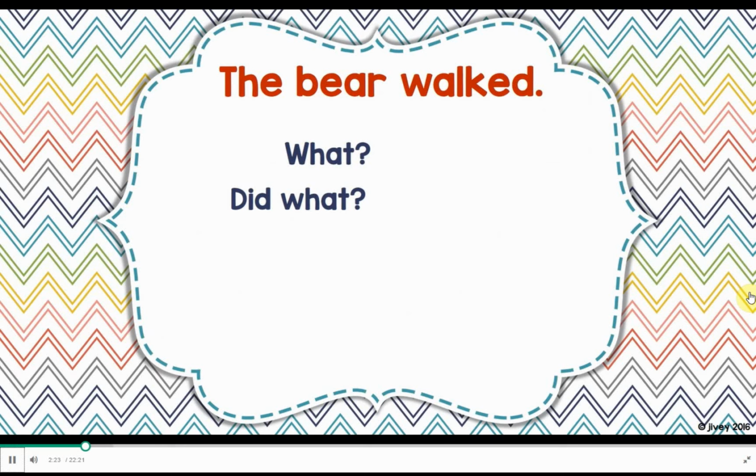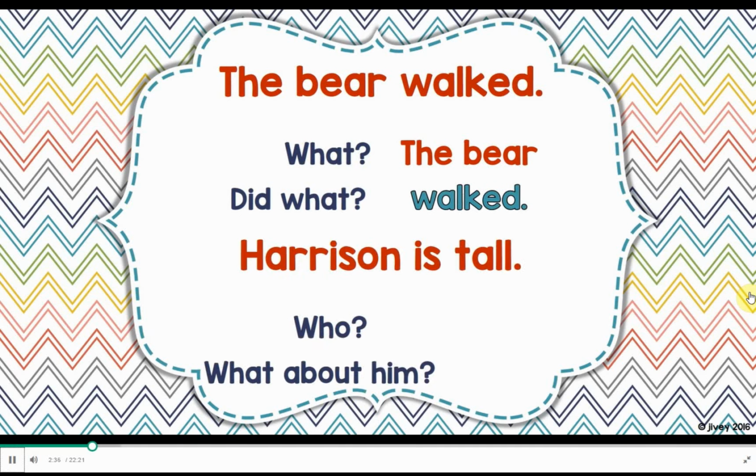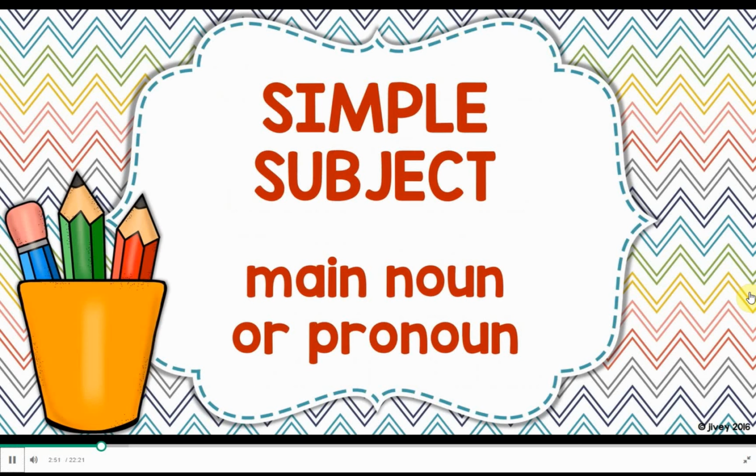We're going to look at some very basic sentences to see how to ask these questions. The bear walked. What is the sentence about? It's about the bear. And the bear did what? He walked. Let's look at one more very quickly. Harrison is tall. Who is this sentence all about? It's about Harrison. Well, what about him? He is tall.